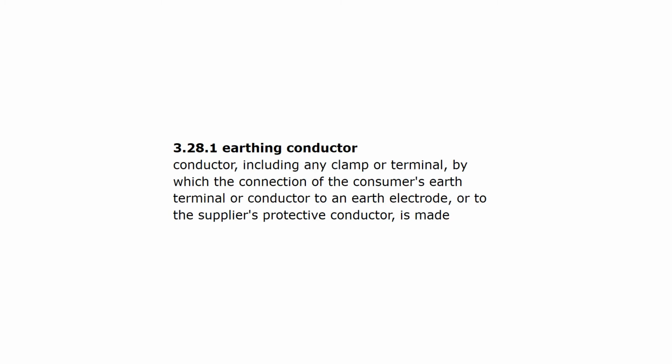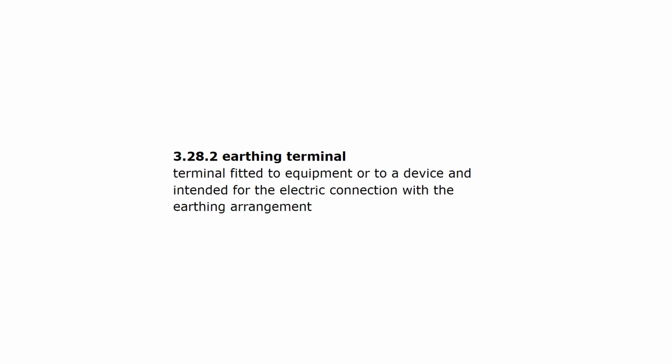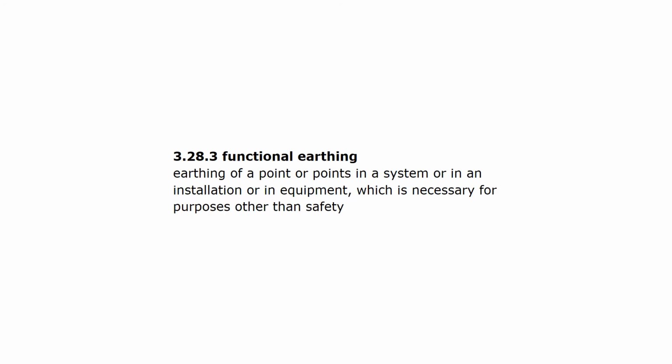Earthing arrangement. Earthing conductor, conductor including any clamp or terminal by which the connection of the consumer's earth terminal or conductor to an earth electrode or to the supplier's protective conductor is made. Earthing terminal, terminal fitted to equipment or to a device and intended for the electrical connection with the earthing arrangement. Functional earthing, earthing of a point or points in a system or in an installation or in equipment which is necessary for purposes other than safety.